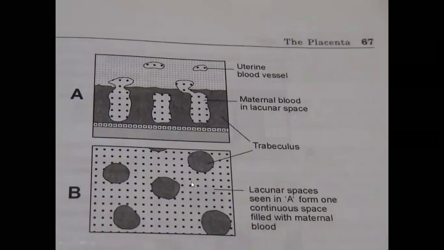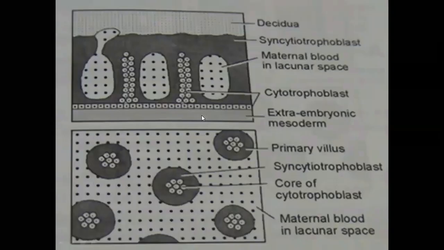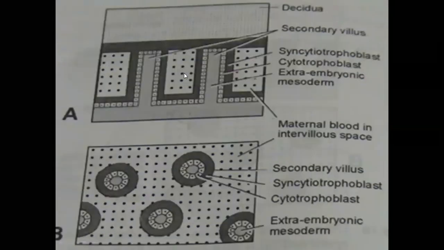Later on the mesoderm comes into the center core. We call it secondary villi. See, this is the primary villus: you have cytotrophoblast in the core, in the center, surrounded by syncytiotrophoblast. This is how the primary villus is formed. Now, the secondary villus, how is it formed?